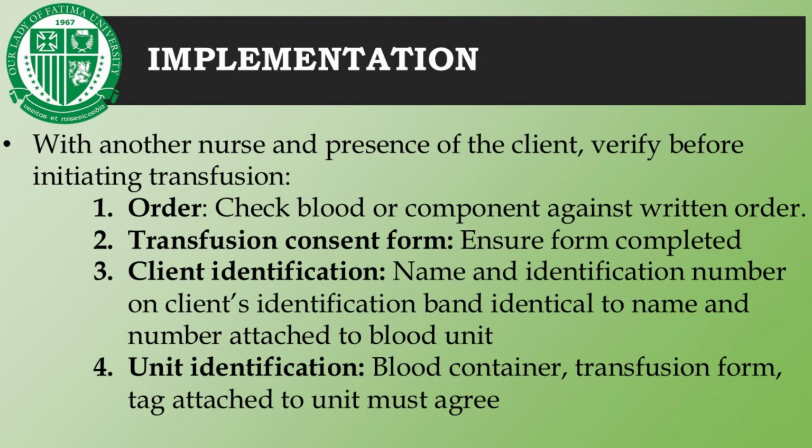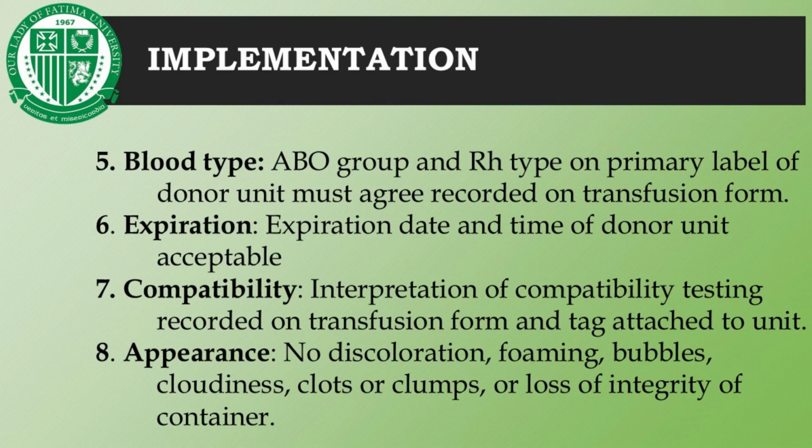In unit identification, the blood container, transfusion form, and tag attached to the unit must agree or match each other. In blood type, the ABO group and RH type on the primary label of the donor unit must agree or be matched and recorded on the transfusion form.